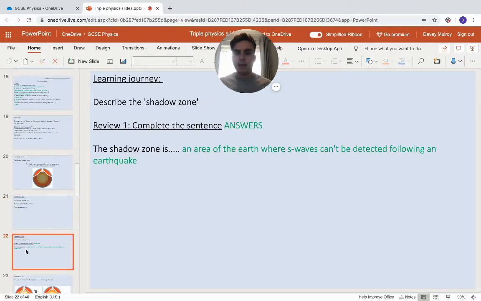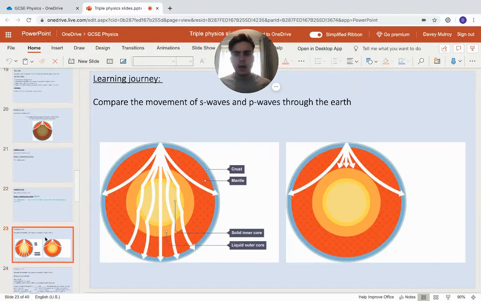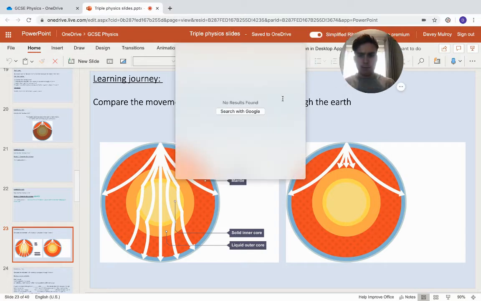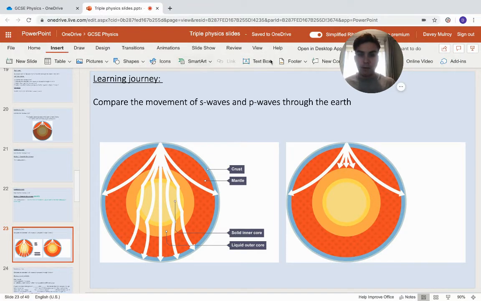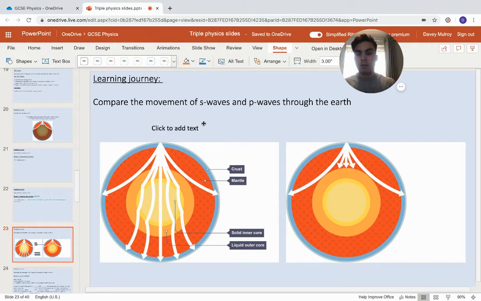Our answer then is the shadow zone is an area of the Earth where S waves can't be detected following an earthquake. So we've got our basic understanding now. We're going to move on to begin to explain how this happens. And to do this, we're going to compare the movement of S waves and P waves through the Earth. Now, first thing, which perhaps is for us to start with, is working out which one of these diagrams shows S waves and which shows P waves.